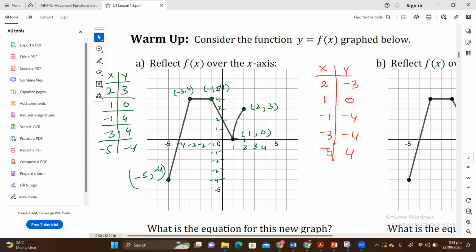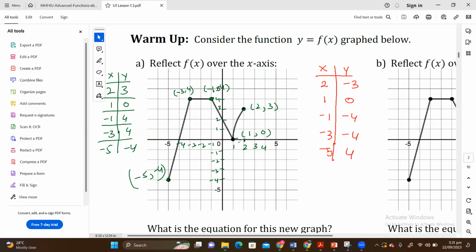Please hold on. The original points were 2, -3, 1, 0, -1, -4, -3, -4, and -5 and 4. So reflection will be just the opposite sign of it, opposite sign of only the y coordinates. New coordinates.